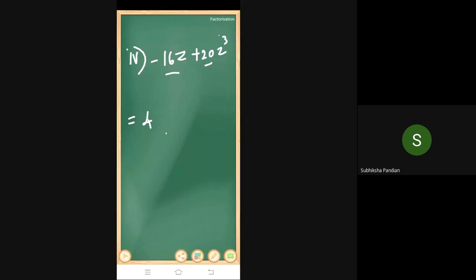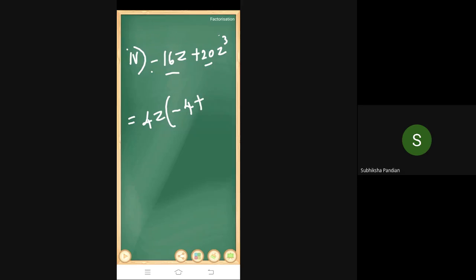So if I take z, here least power is z only. So if I take z commonly out, here minus and 16. Fourth table 16, how many times? Four times. 4 fours are 16. Here we have minus symbol, so we wrote that minus as it is. And 16, how many times in fourth table? 4 times. And z we have taken common outside.